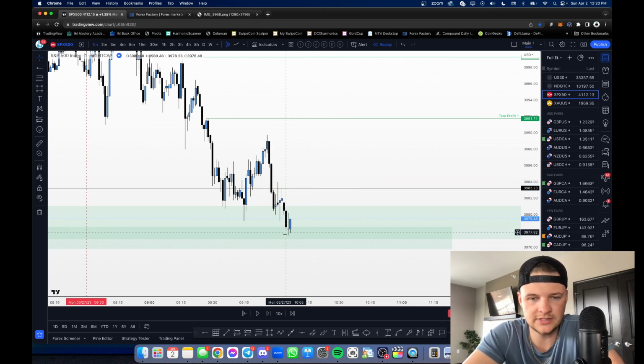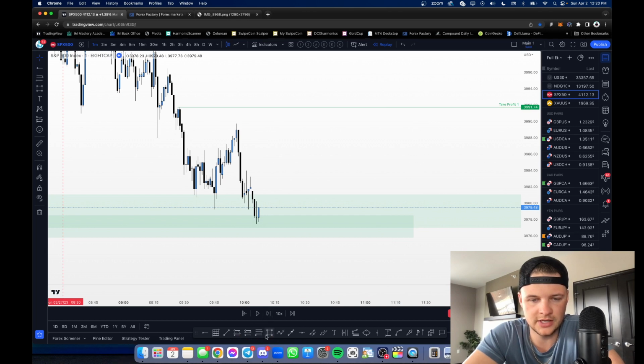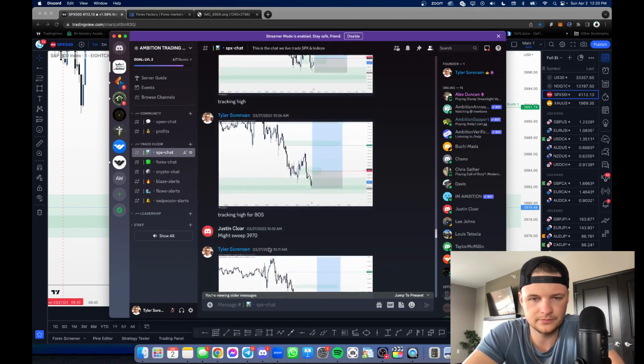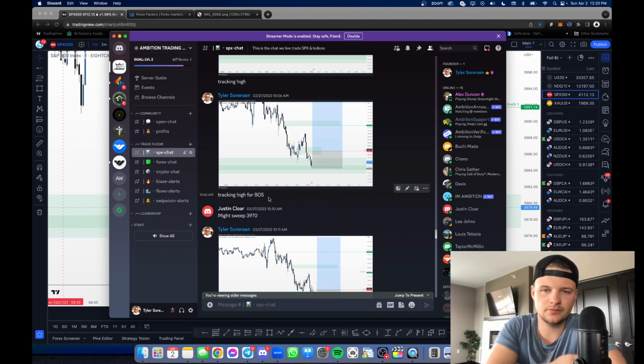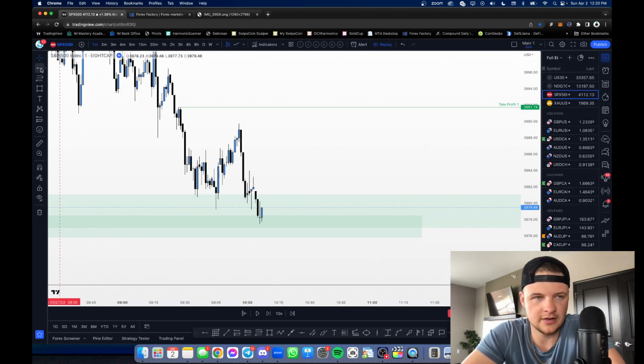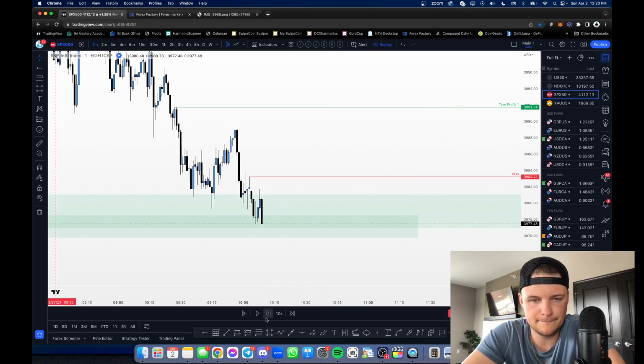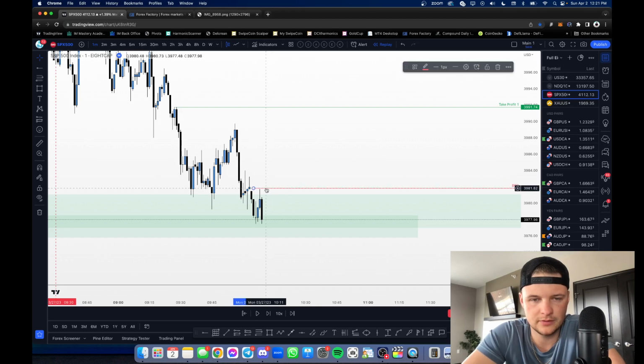We can delete this, but now we're tapping into both of these fair value gaps, right? So I'm still liking this, and this is where I called out another setup. All right, so we're in that fair value gap, and once we tapped into that fair value gap, I started tracking highs again for a break of structure for us to take an entry. So started tracking this high initially. And then started tracking this high. Let's get it right there.